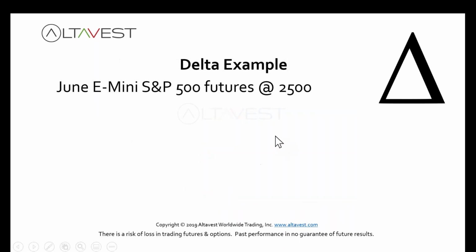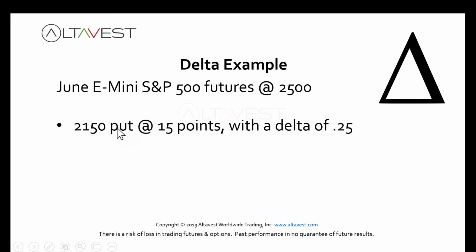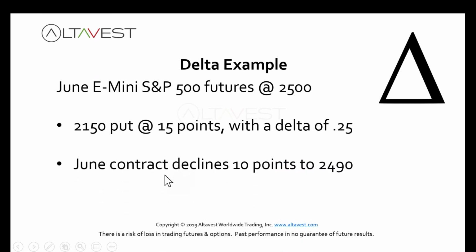Delta. So let's say the S&P is at 2,500. And there's a put, and it's worth 15 points, and the delta is 0.25. And you're thinking, well, where does the delta come from? Well, that's just provided by data providers. You don't ever have to calculate it. So nonetheless, the market goes from 2,500 and drops to 2,490. So it loses 10 points. What happens to the value of this option here? It was 15 points.